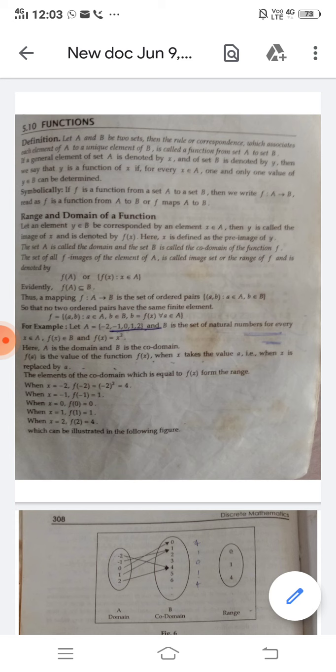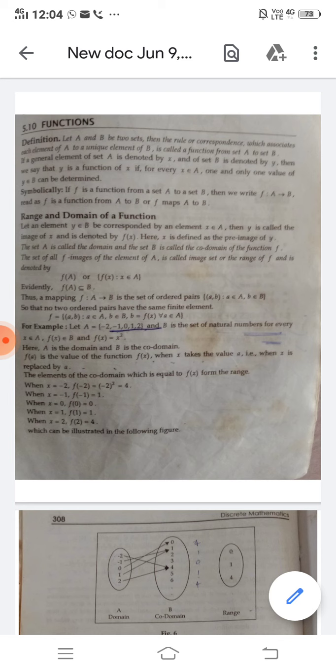Symbolically, if f is a function from set A to set B, then we write f: A → B. Just remember, this is the representation of function f. A is a set, B is also a set. So here we read it as f is a function from A to B, or f maps A to B. Now next topic in function. A function is a correspondence or mapping between two sets A and B, f: A → B. This is the representation of a function.